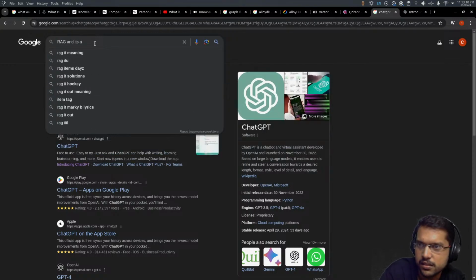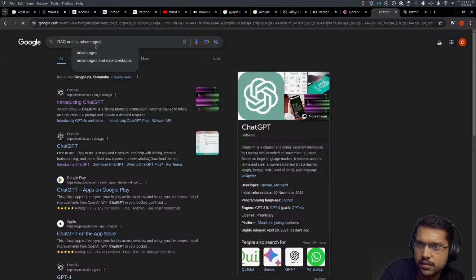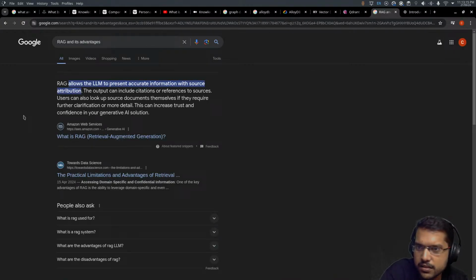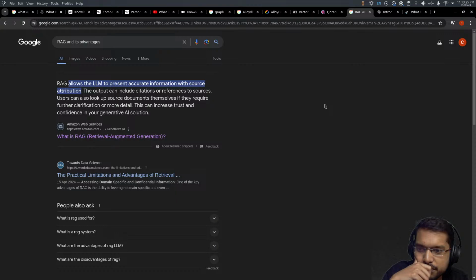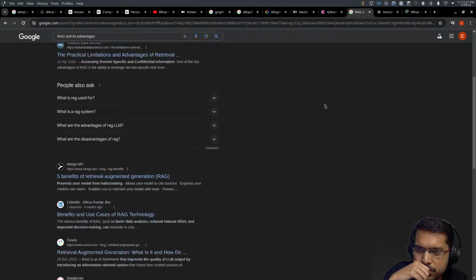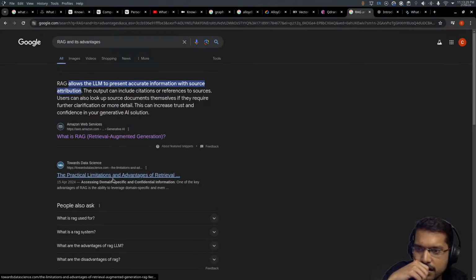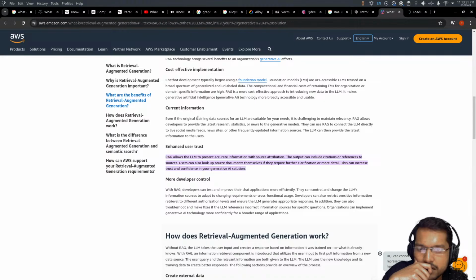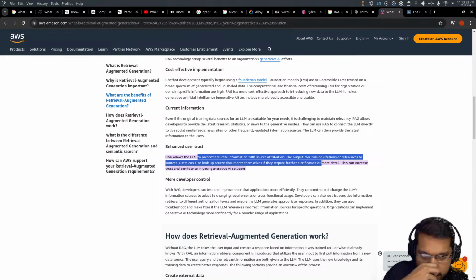RAG and its advantages. Yeah, basically, yes. Allow LLM to present accurate information with source attribution. I don't know how they removed the hallucination part. RAG.